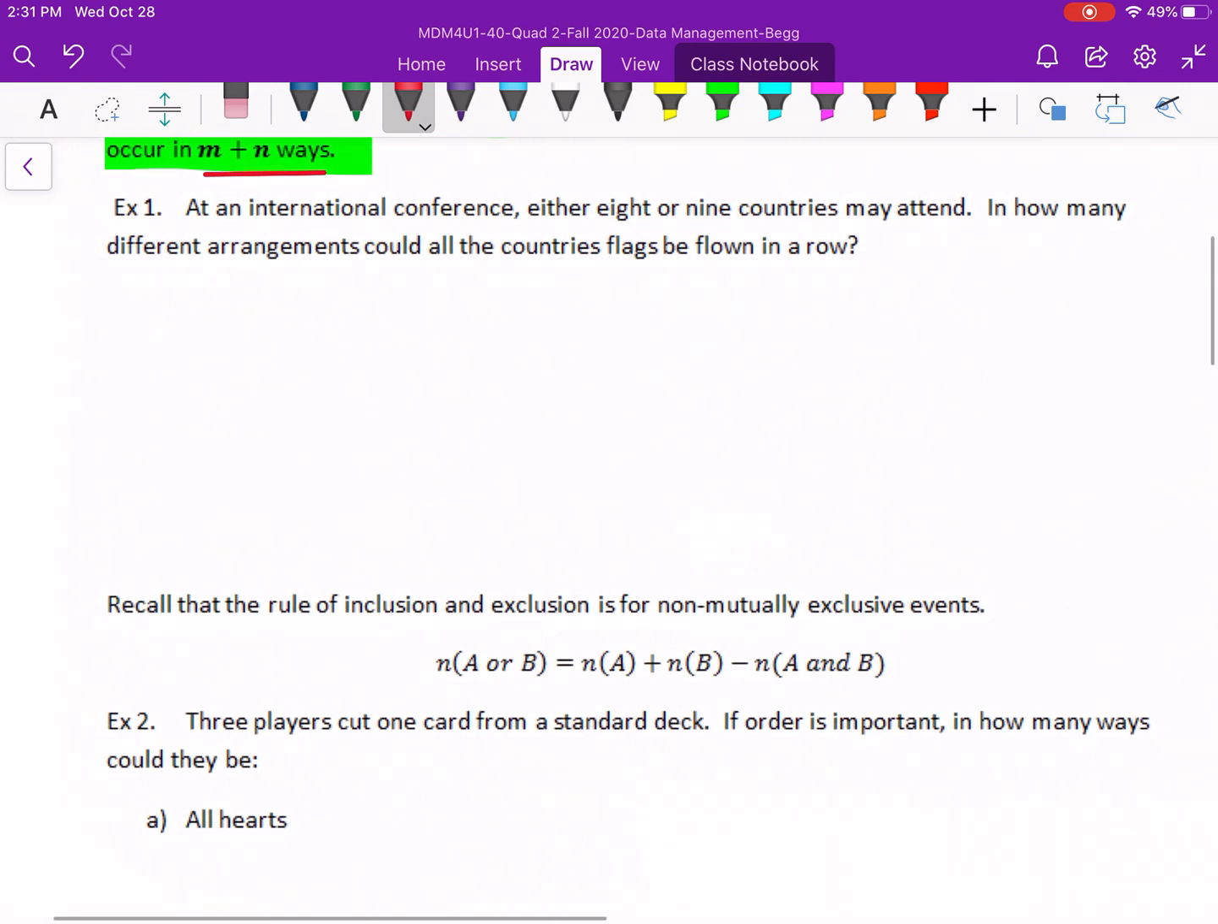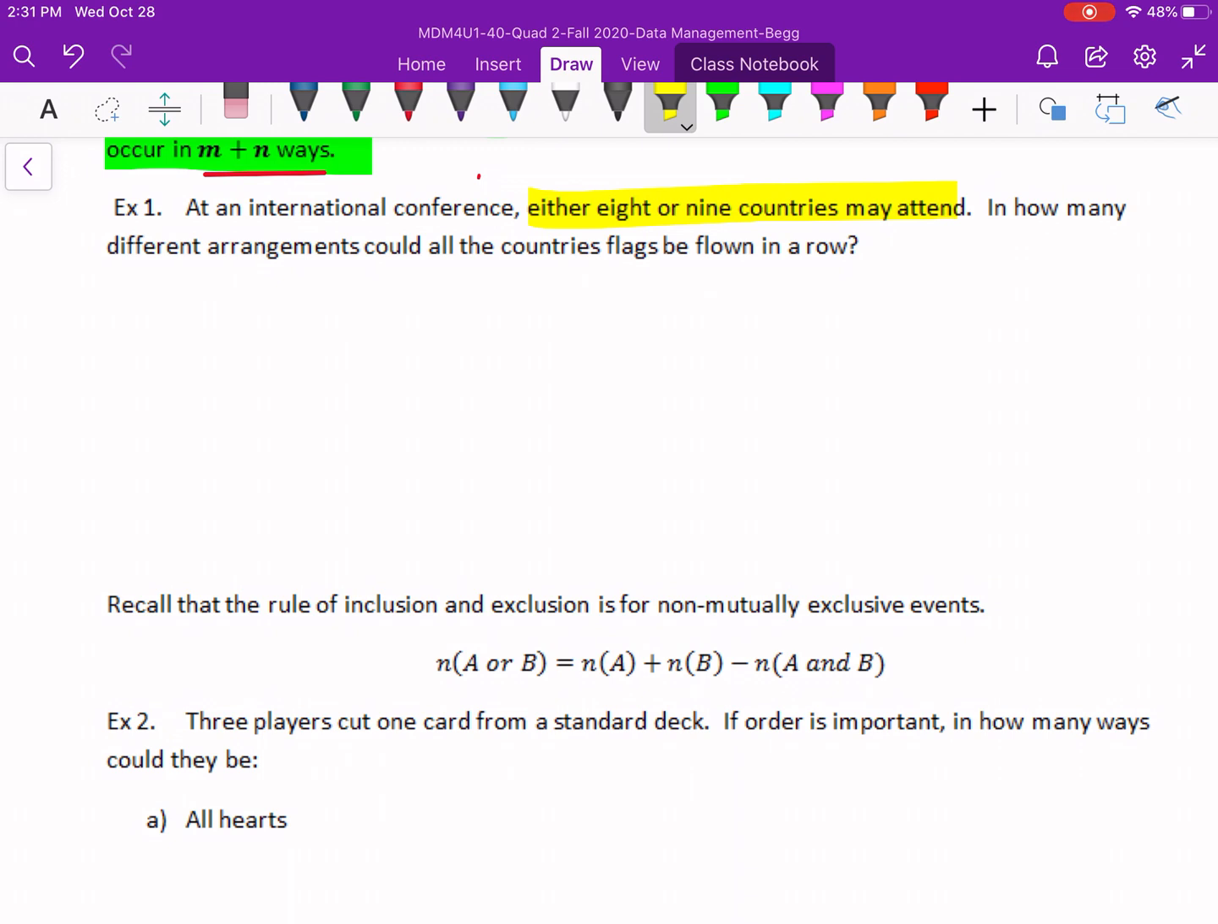Let's look at a more complicated example, though. At an international conference, either 8 or 9 countries may attend. Okay, that's no problem, 8 or 9. However, we want to talk about arranging all the flags in a row. Well, now what are we going to do? We don't even know if there are 8 or 9 countries coming, so how can we come up with the number of ways of arranging them all?